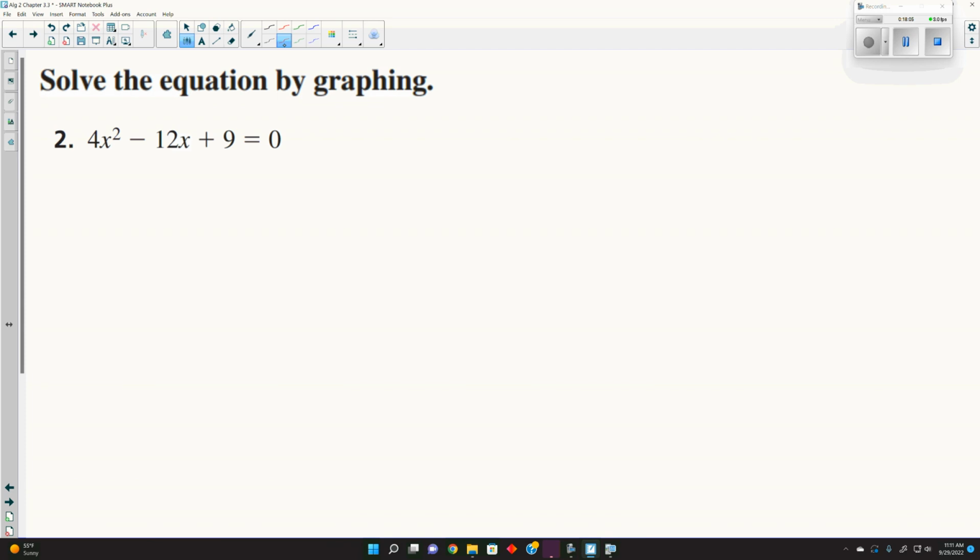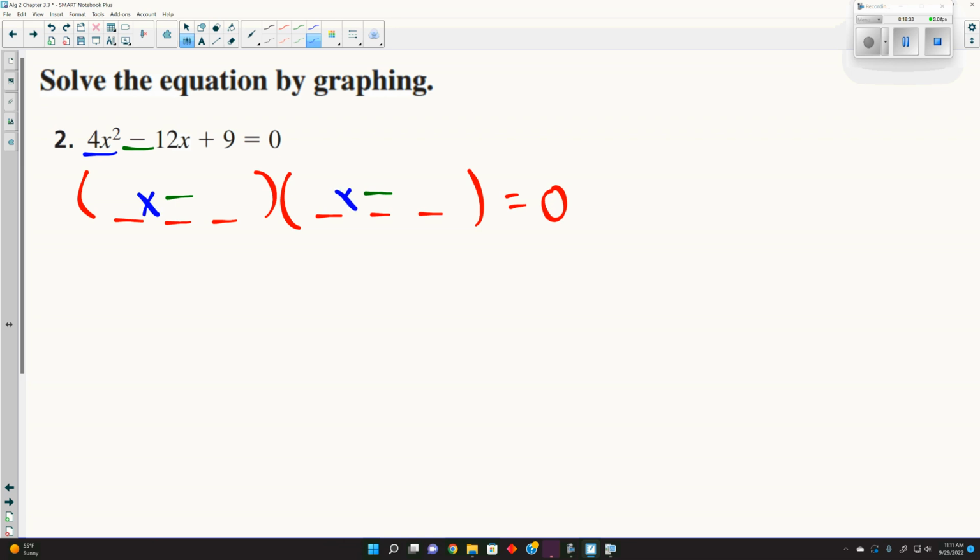So we would look for the greatest common factor between these three numbers. Well, there's not one. So we could do our two sets of parentheses with spaces. Since the third term is positive, the signs are the same and they match the sign of the middle term, which is negative and negative. Now, if we look at the factors of 4x squared, x squared is going to be x and x. The factors of 4 are 1 and 4 or 2 and 2. So it's going to be 2 and 2. Factors of 9 are 1 and 9 or 3 and 3.